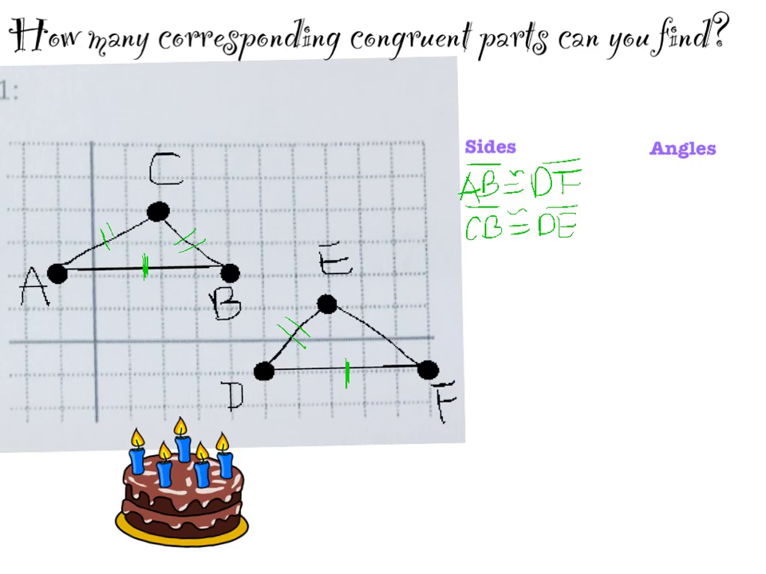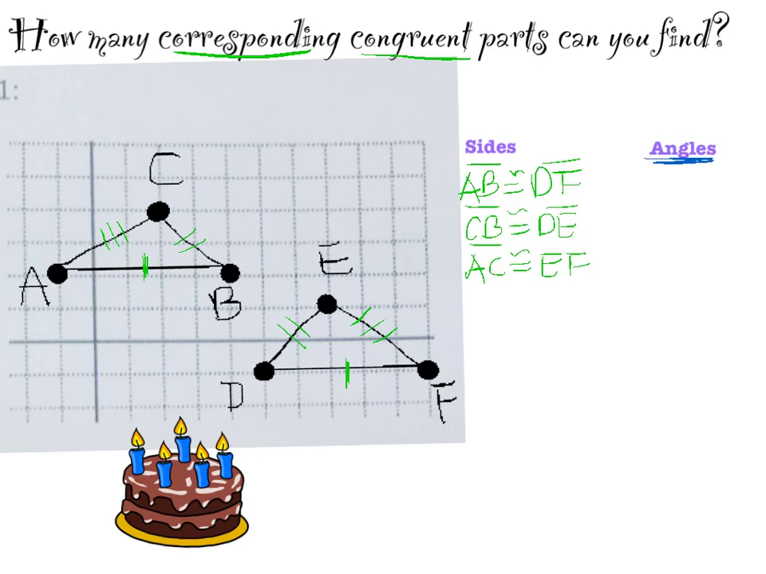Lastly, the long side over here, AC, which I'm going to mark with 3 hash marks, is congruent to the other. AC is congruent to EF. That's 3 sides, 3 corresponding congruent parts, only looking at sides. I'm going to change colors here and get prepared to now look at angles.